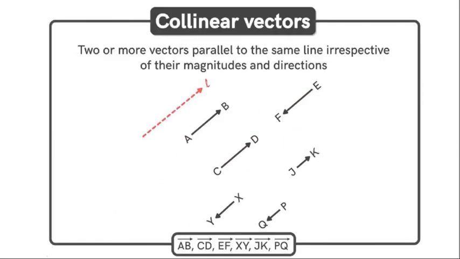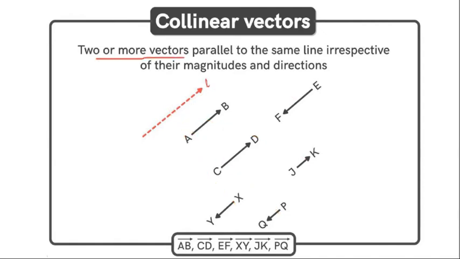So such vectors, two or more vectors which are parallel to the same line. Look at this. AB and CD, they are parallel to each other, or instead of considering these two, consider an imaginary line. This red one represents an imaginary line L. Now AB is parallel to L. Similarly, CD is parallel to L. EF is also parallel to L. JK is also parallel to L. XY is also parallel to L. PQ is also parallel to L.